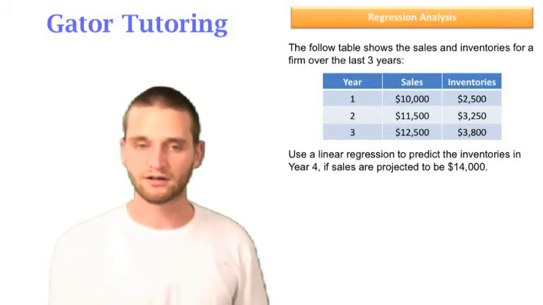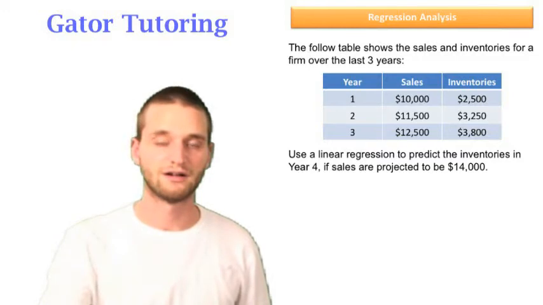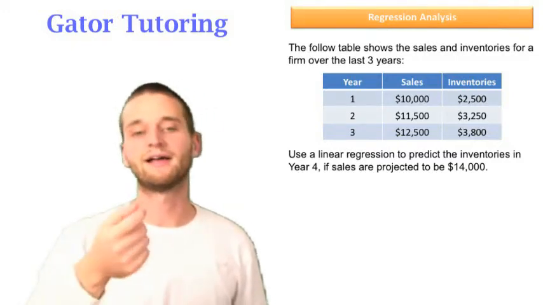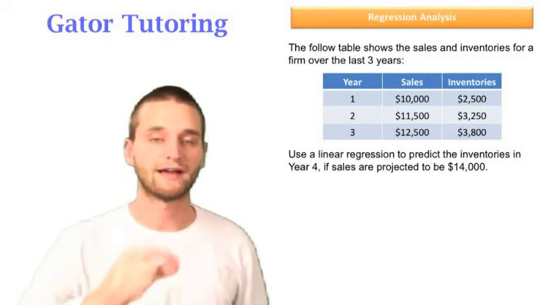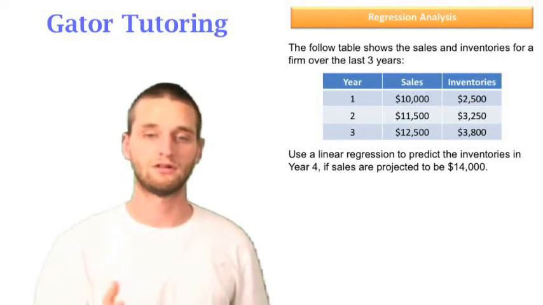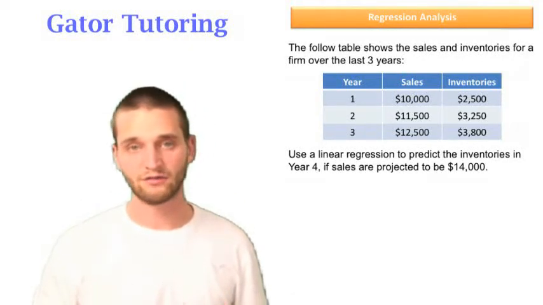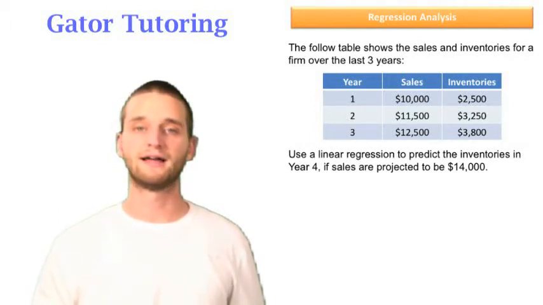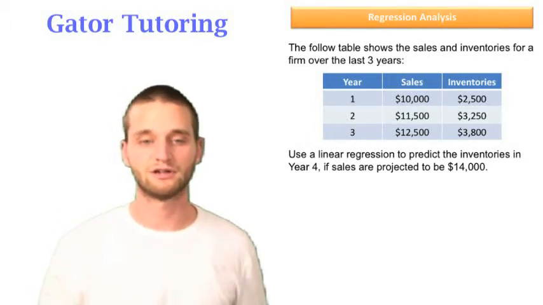Then we're given a level of sales and we're trying to predict a level of inventories, so it would be like going to $14,000 on the x-axis, going up to your line of best fit and reading off the y-axis, the inventories, what it would be. So that's kind of the intuitive idea behind a linear regression. But let's see how to really do it.